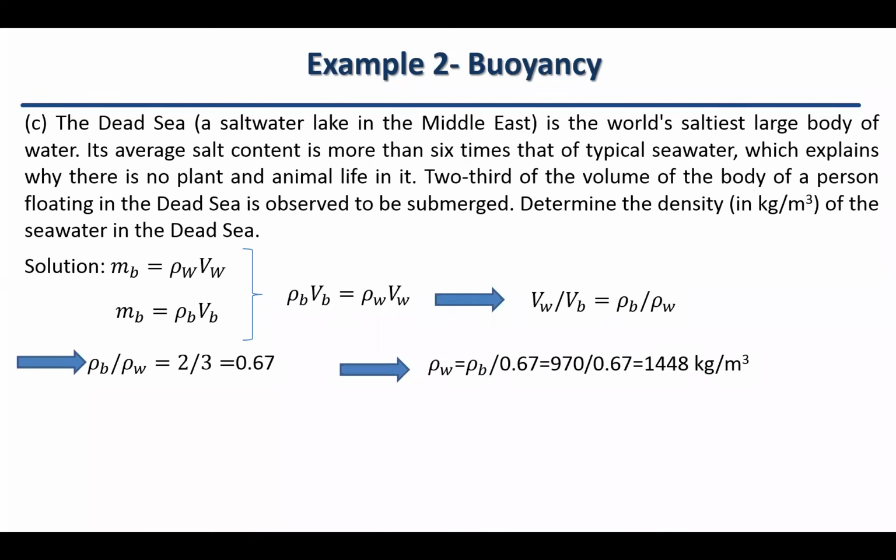So rho_W here, if we rearrange this, is equal to rho_B divided by 0.67. And rho_B, the density of the body, we know is 970, divided by 0.67. And the result is 1,448 kilograms per cubic meter. You can see how large the density of the water is. Compared to 1,000 kilograms per cubic meter for fresh water, this is almost 50% more than the freshwater density. So this is example 2 about buoyancy.